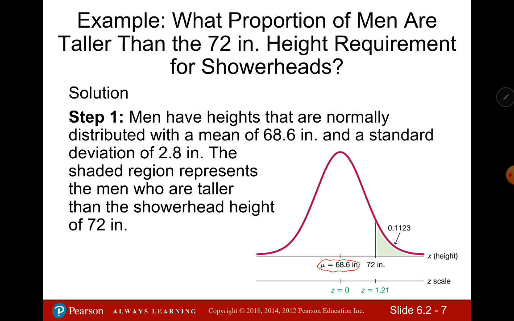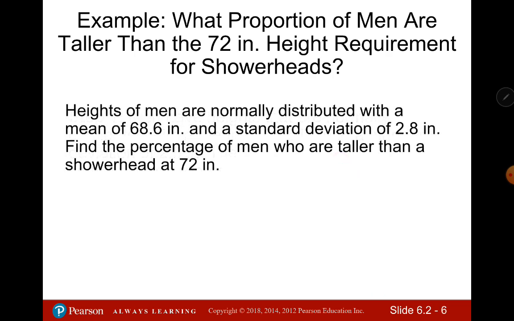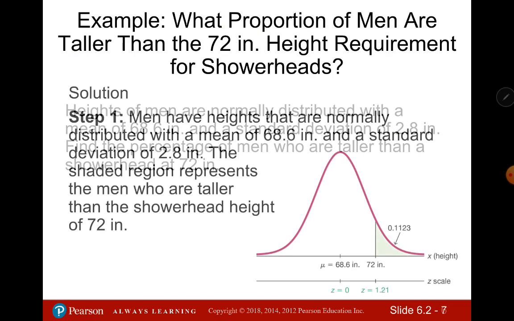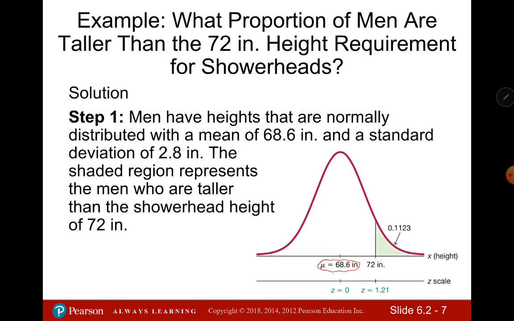Second step, we need to convert our x value. So here, what is the x value again? It's the value we are testing. We go back to check. The value here is 72, greater than 72. So we know the 72 is our x value.